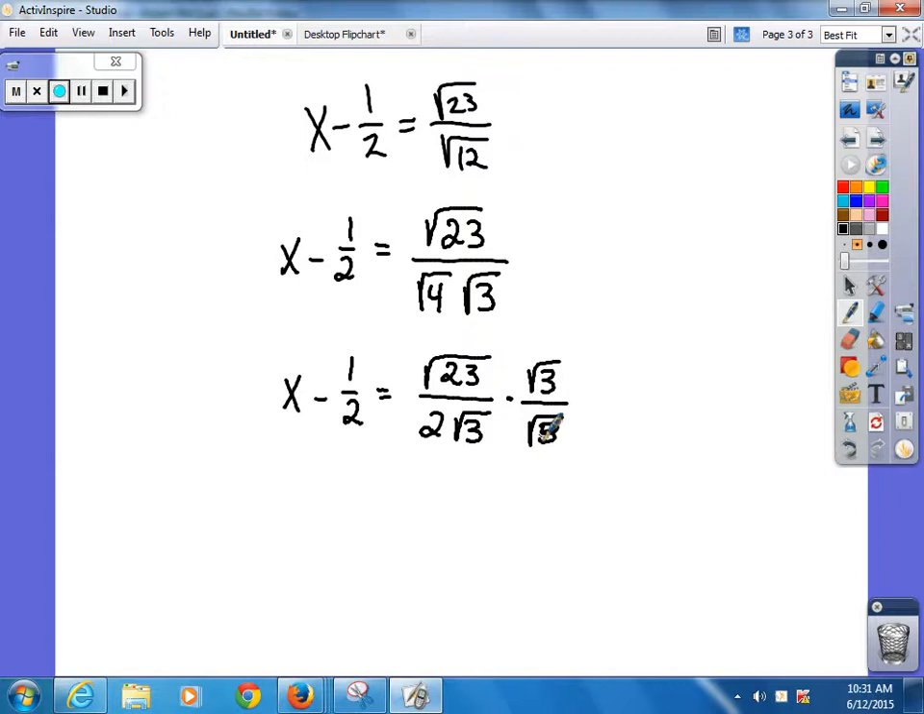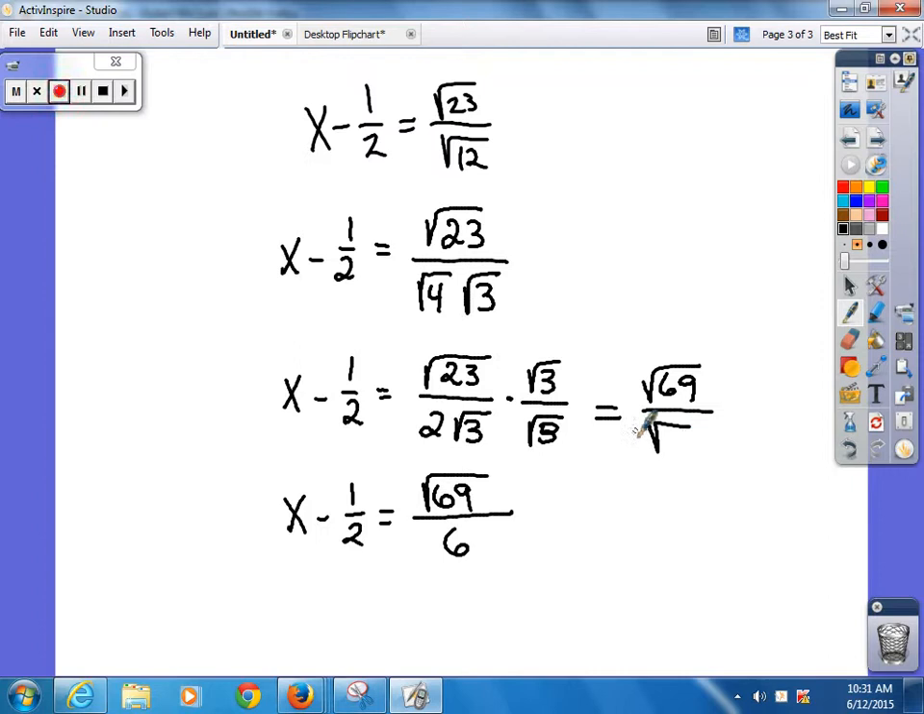Now what that does is gives you the square root of 9 on the bottom, and the square root of 9 is what? Positive 3. So the bottom turns into 6. Okay. x minus 1/2 is equal to the square root of 69 over 6. Because this gives you the square root of 69 over 2 times the square root of 9, which is the square root of 69 over 2 times 3.